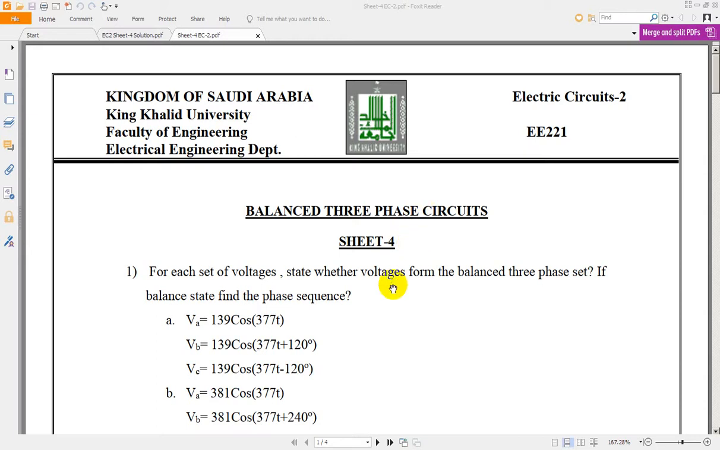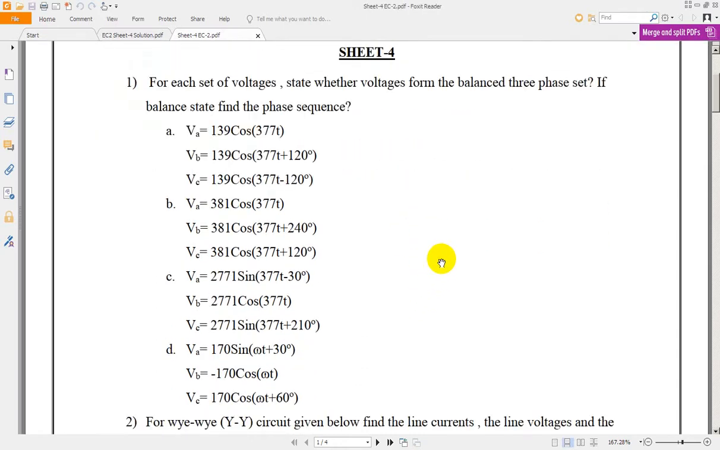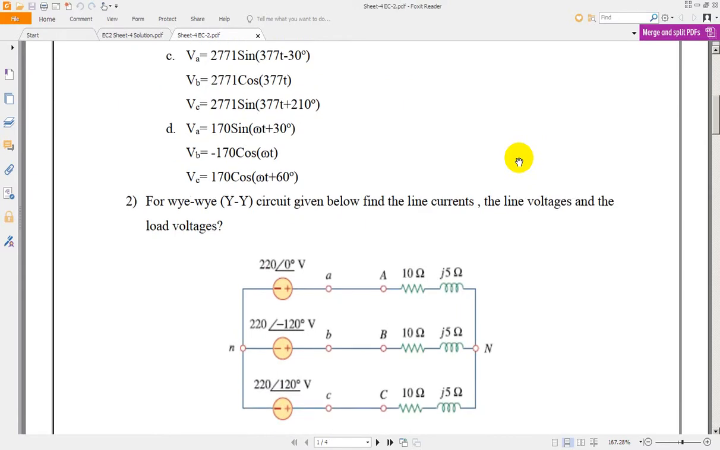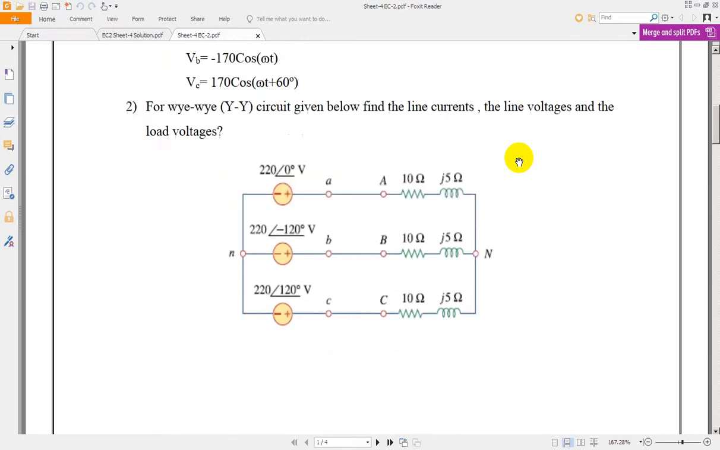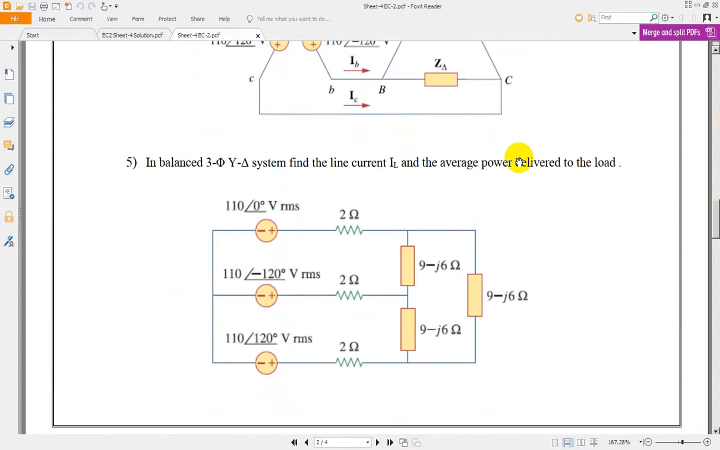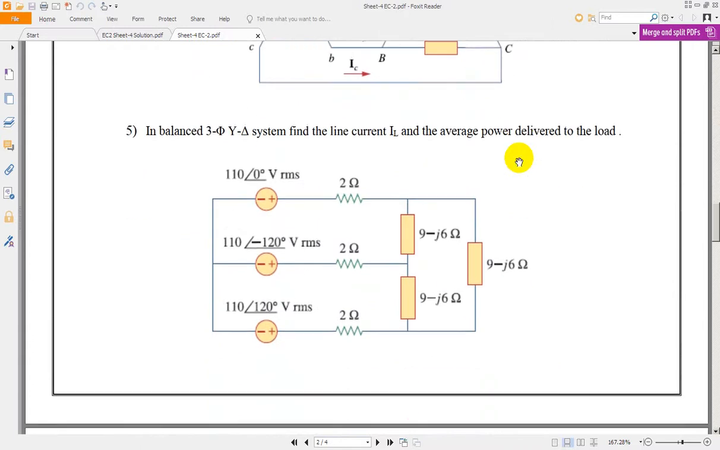Welcome to the second session of the balanced three-phase circuits, sheet 4 of electrical circuits 2. In the previous session, we discussed the representation of three-phase circuits on the XY axis. We also discussed problems related to the line currents, line voltages, and load voltages of a YY circuit and Y-delta circuits. We have completed till problem number 5.